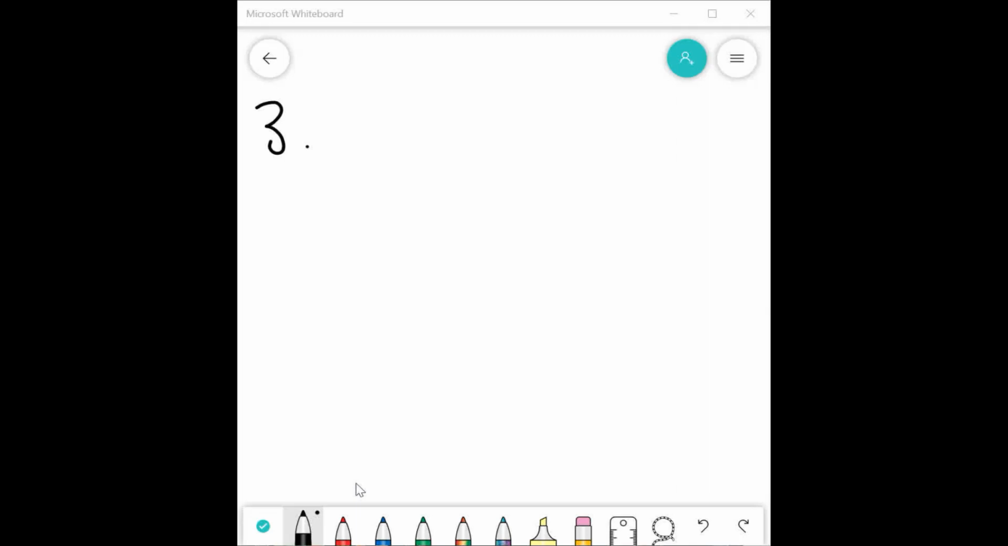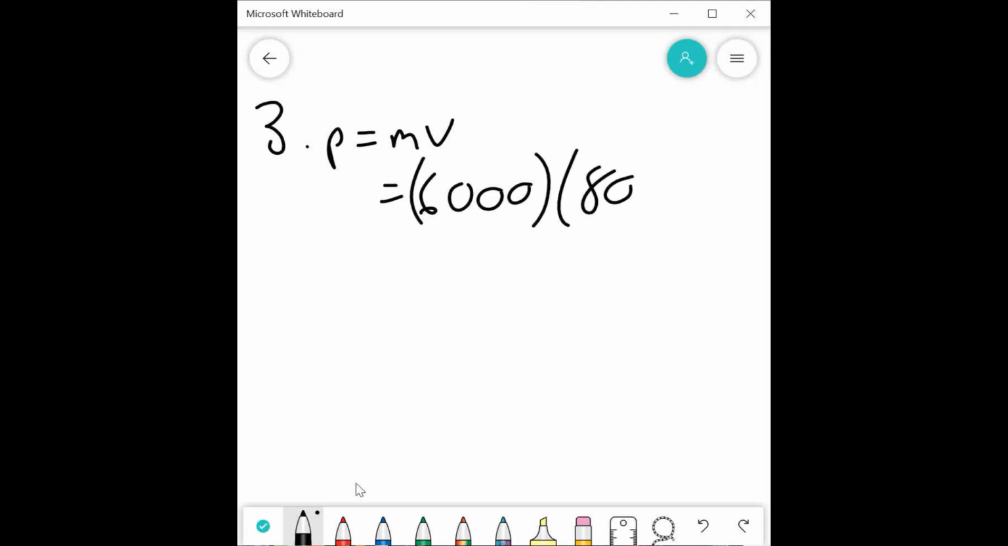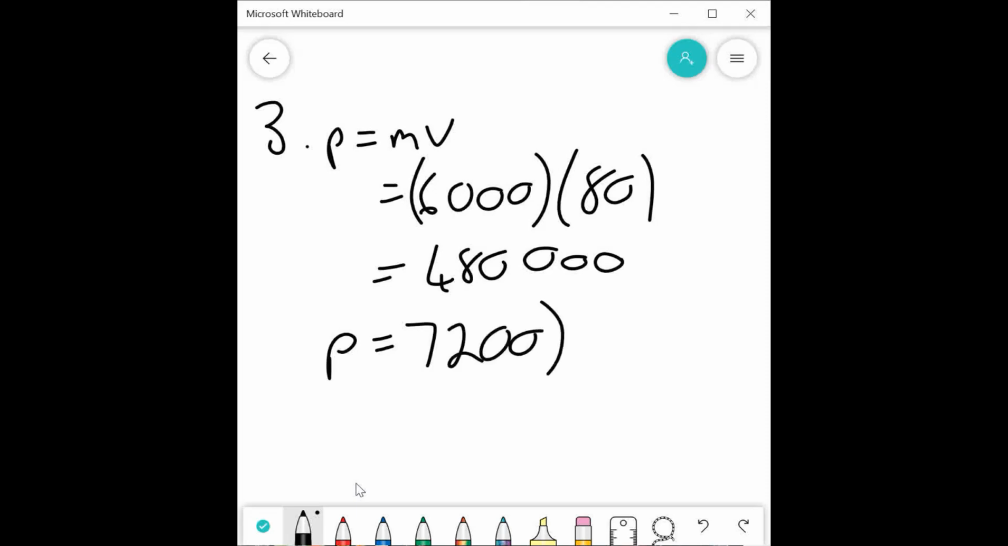So for our third one, they want to know how the momentum changes if we increase the weight and decrease the speed. Initially, we've got the truck of 6,000 times 80, which gives you 480,000. And for the new one, it's saying it's loaded, so our total mass would be 7,200, and it will be traveling at 60 kilometers per hour. Oh no, that's wrong.